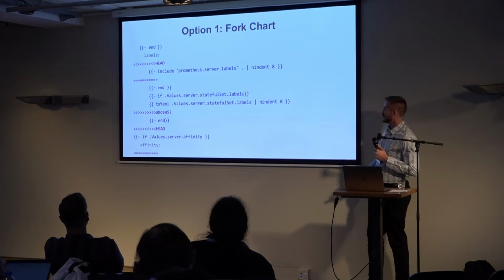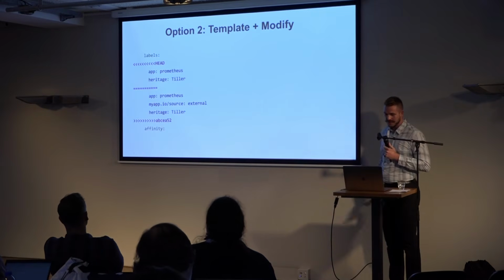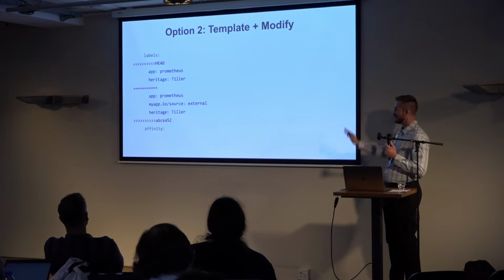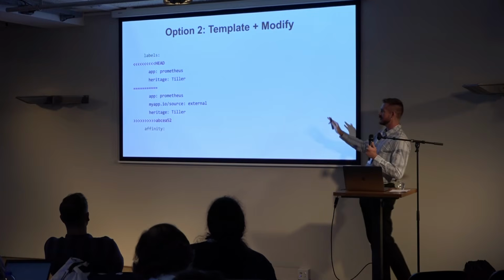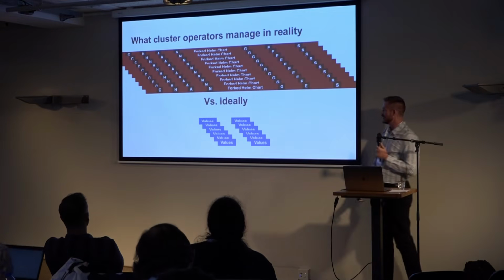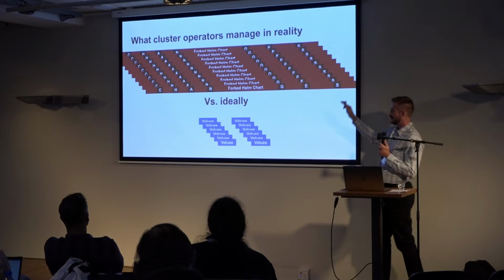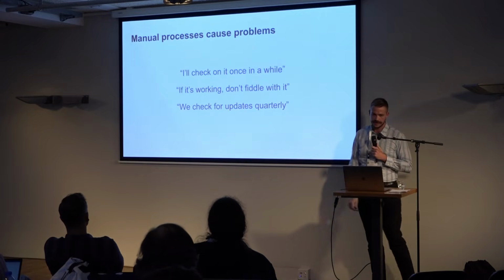So you could fork the chart, and then resolve this merge conflict. Or you could template and modify, and resolve this merge conflict. Now, you can argue that this one's a little bit nicer, but it's never fun. And at the end of the day, instead of owning a couple different values files, you own all these forked charts on top of that.